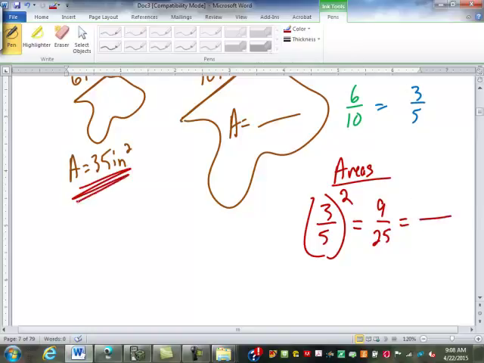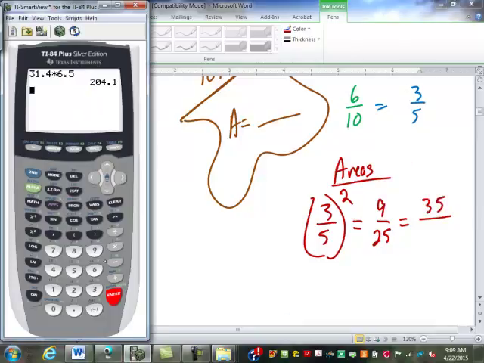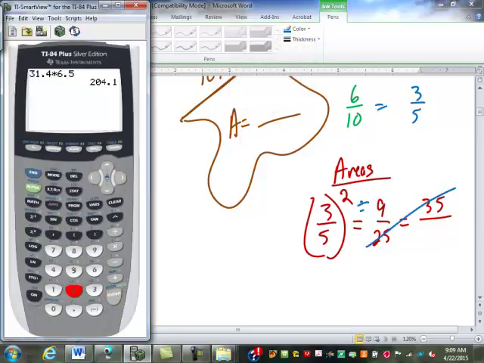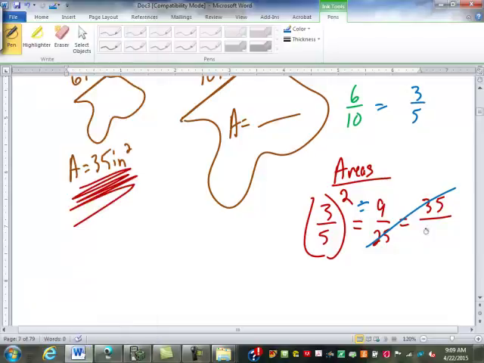Where does the 35 go? Is it from the big figure or the little figure? Little figure, so it goes with the 9. So we shall cross multiply and divide. 25 times 35 divided by 9, giving us 97.22 inches squared. Pretty simple, huh?